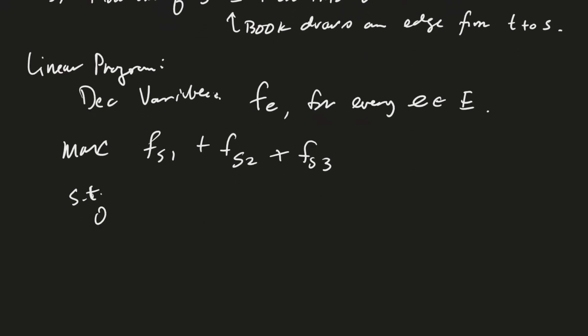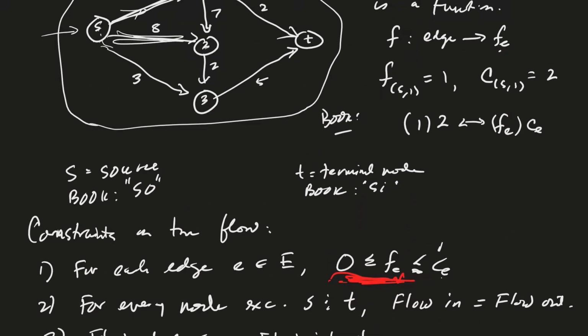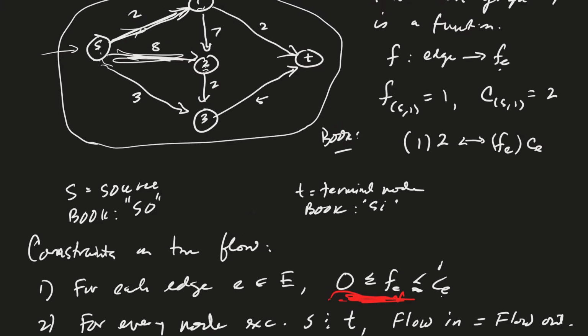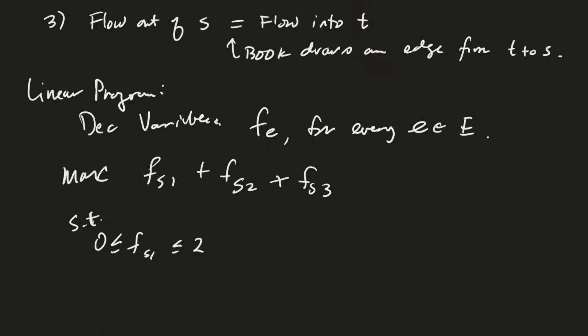So 0 less than or equal to FS1 less than or equal to 2. That's our first edge constraint, right? The next one will be this one. So that's going to be 0 is less than or equal to FS2 is less than or equal to, oh, there it is, 8. Sorry about that. FS2 has to be less than or equal to 8, right? So let's put that in there.